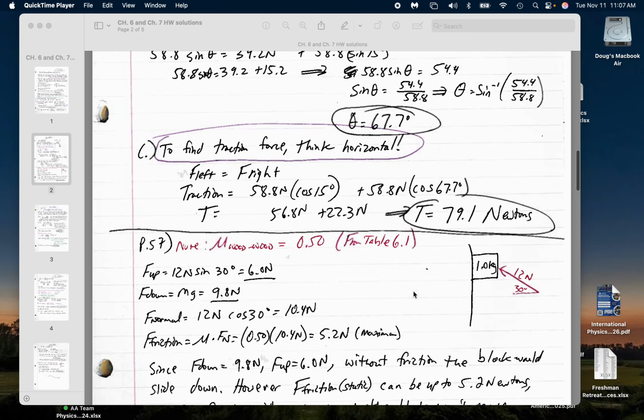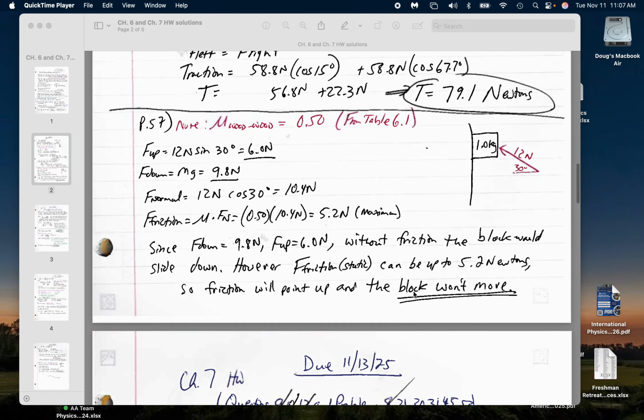Did number 40 already, and here's number 57. So problem 57 essentially has a picture of a 1 kilogram block of wood, and it's pressed up against a wall. You do need to know the coefficient of friction for wood on wood. That's in the chapter, table 6.1. I think I listed that in my quick solutions.